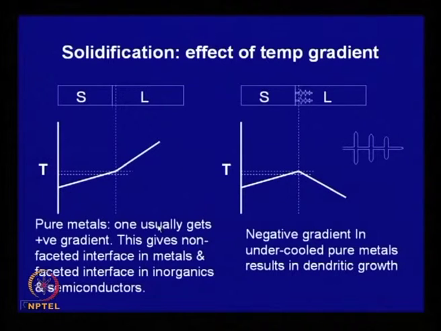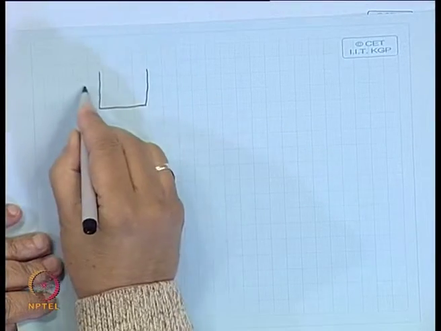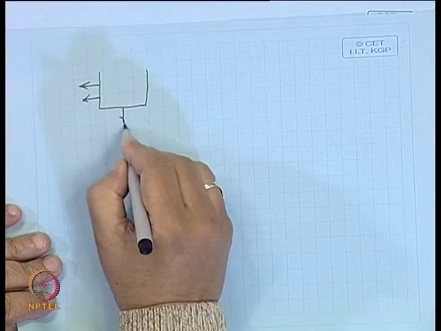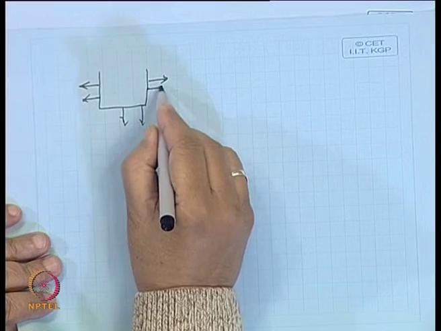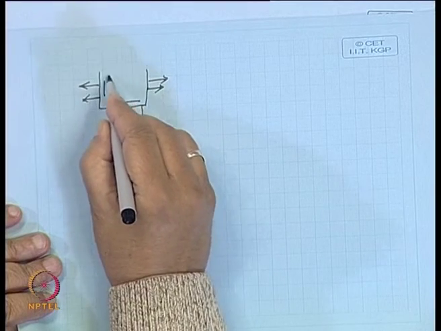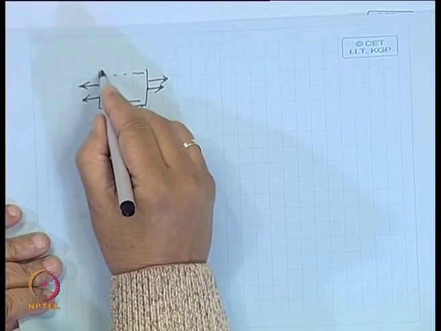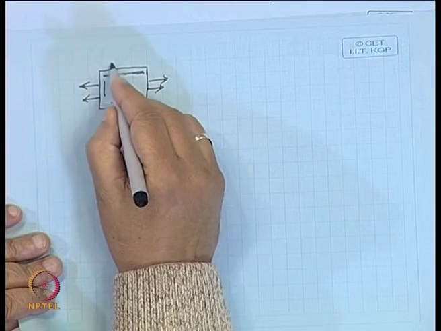We talked about solidification in a mold, and when solidification takes place in a mold, the nature of the structure that develops will depend on the way heat is extracted. For simplicity, let us take a real mold. If you have it like this, heat will be flowing in this direction, in different directions. So, therefore, solidification will start from this end as well as this end.